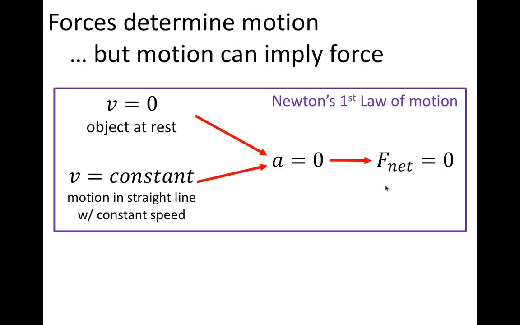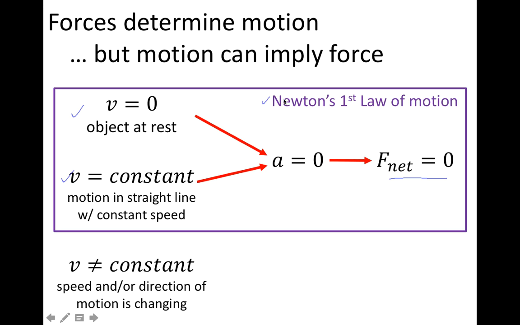This is what we would refer to as Newton's first law. Any situation where we have an object that is at rest or moving with constant velocity, we automatically know that the net force on it is zero, and that's described in Newton's first law of motion.